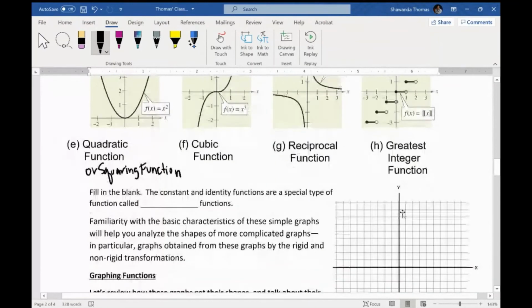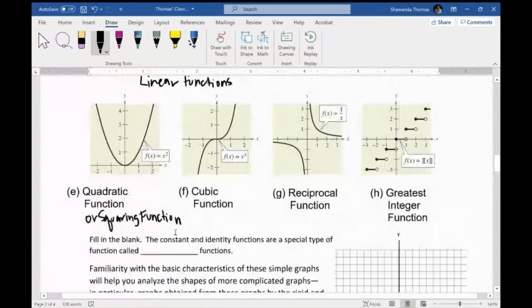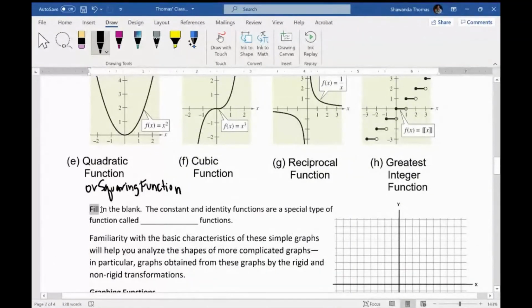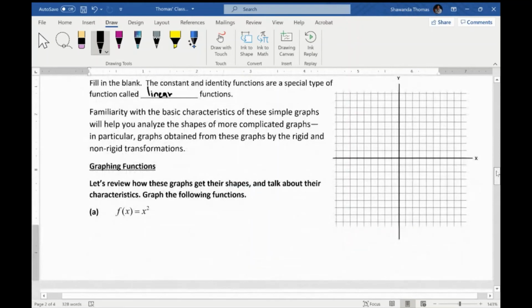All right. Fill in the blank. I want you all to make sure you make this change because I think I made a mistake on here. It should say the constant and identity functions are a special type of function called linear functions. So change it to constant and identity. I think I put linear up there. If you have the old notes, it's not updated. I just updated it last week.